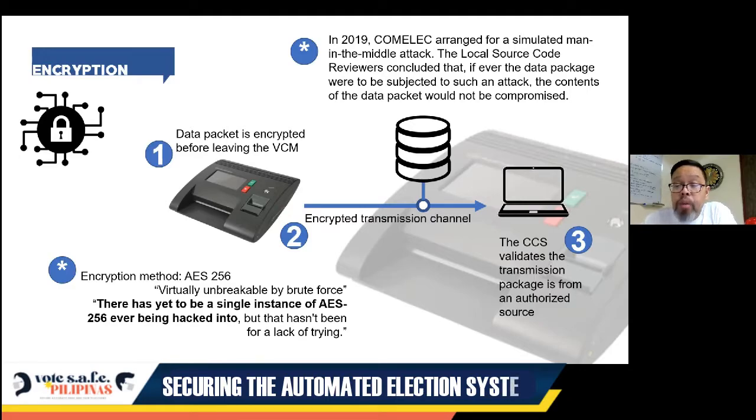And finally, the data packet is received by the consolidated canvassing system, which validates the transmission of the package, that it comes from an authorized source. Incidentally, the encryption method used for the automated election system is AES 256, which has been described as being virtually unbreakable by brute force. Another quote about the AES 256 says that there has yet to be a single instance of AES 256 ever being hacked into, but that hasn't been for lack of trying.